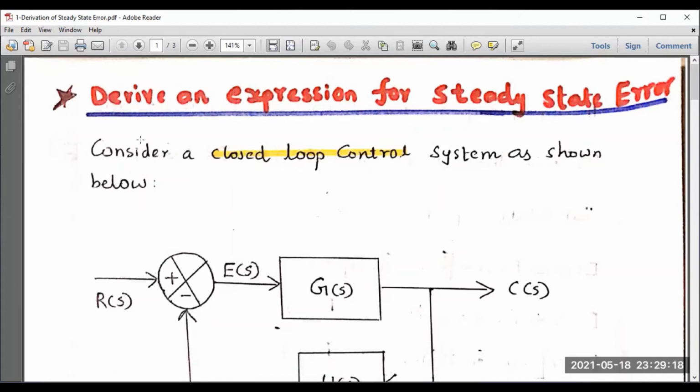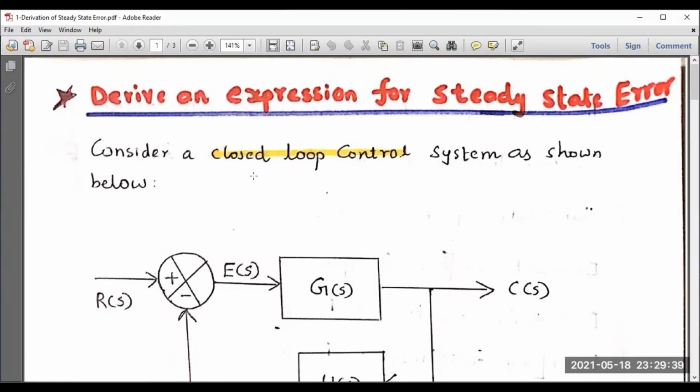In this session, I'll be discussing the derivation of steady state error. In the last session, I discussed the importance of steady state error. If you want to watch that video, please click on the I button which is located at the right top of the video. Now let us understand how to derive an expression for steady state error.